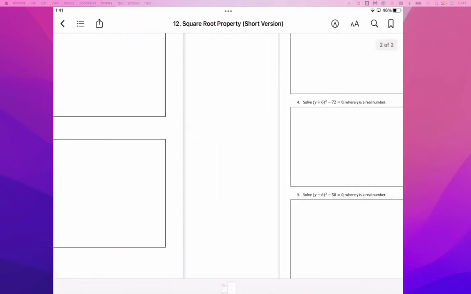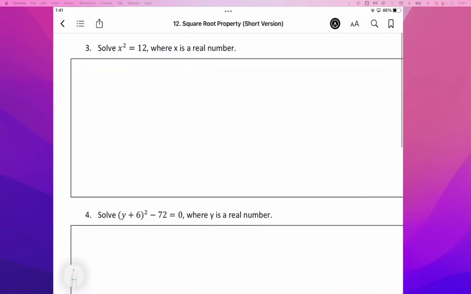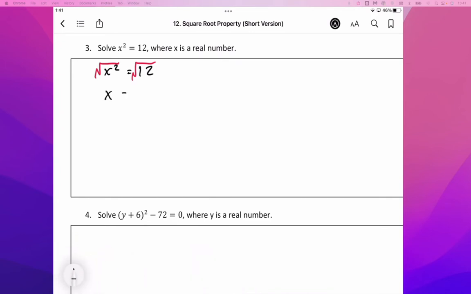On to number 3. So for number 3, we have something very similar, square root of 12. So we've got x squared is equal to 12. Again, the inverse of squaring something is to take the square root. And so we have x is equal to the square root of 12. 12 does not have a perfect square root. It's between 3 and 4 because 3 squared is 9 and 4 squared is 16. So we're going to have to find factors of 12 that are a perfect square.